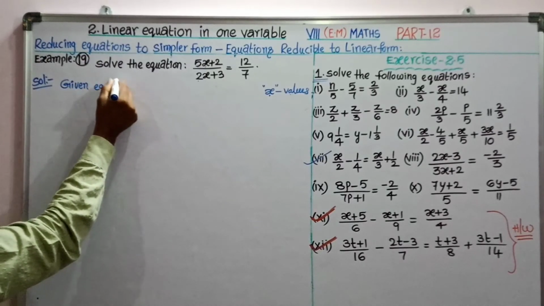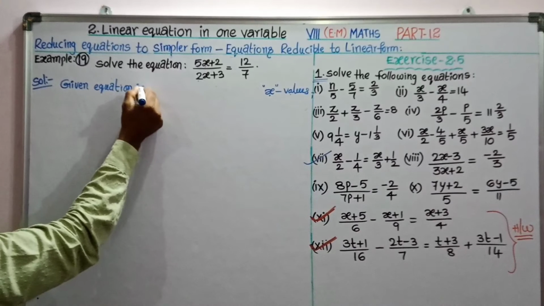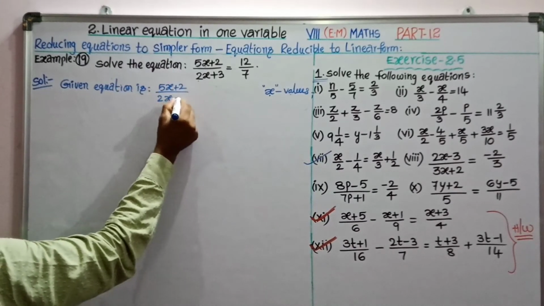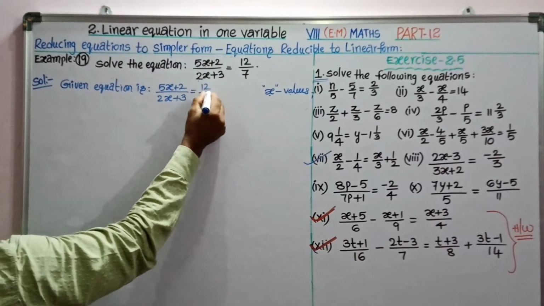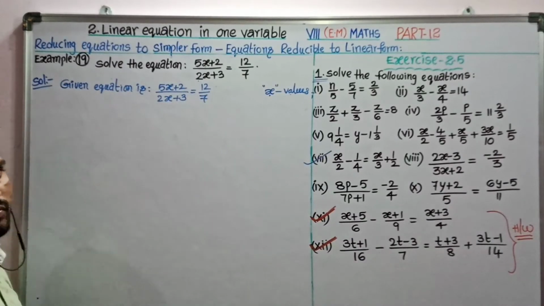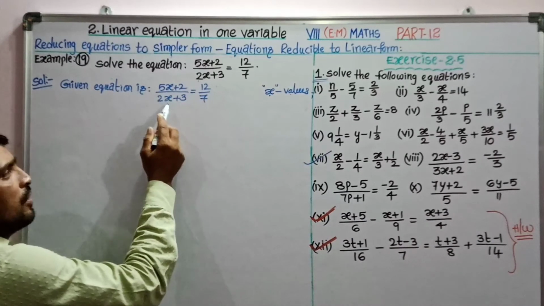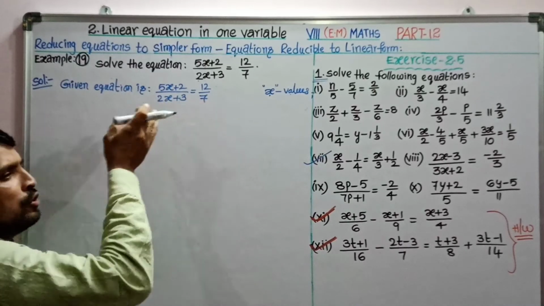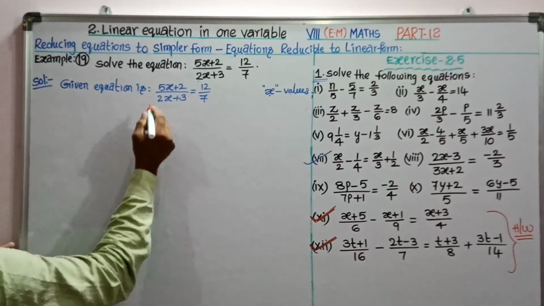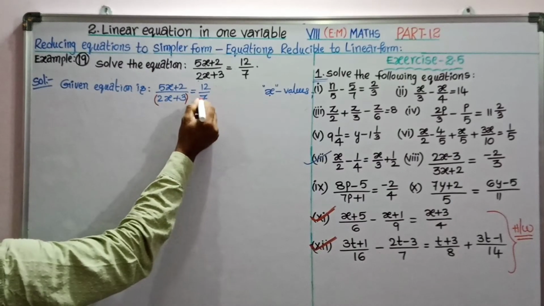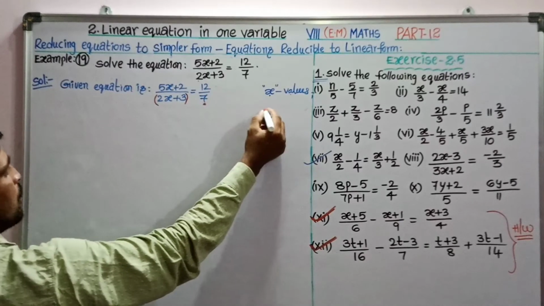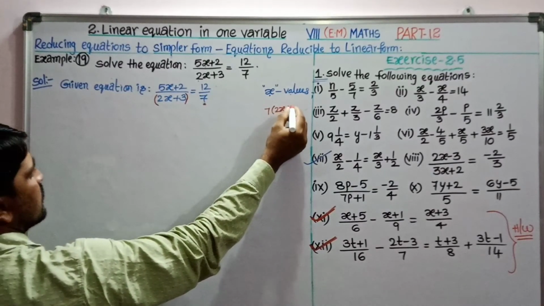Given equation is 5x plus 2 by 2x plus 3, which is equal to 12 by 7. But this equation is not in linear form. This equation is not in its linear form, but it can be reducible to its linear form. Since the denominator of LHS is 2x plus 3, and the denominator of RHS is 7, the LCM of these two is the product of 7 and 2x plus 3.